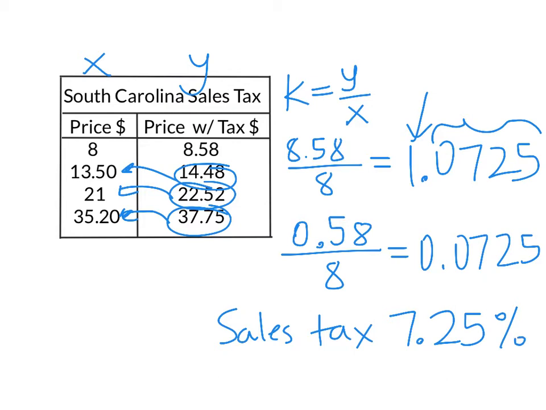And that's finding it from a table. And you're going to multiply it by 1.0725 for South Carolina. And that will give you the final price. Now you could multiply it by just the sales tax to find out just the amount of sales tax, but when they want the final answer, of course we want to go with the one that's going to give us the final answer to begin with.